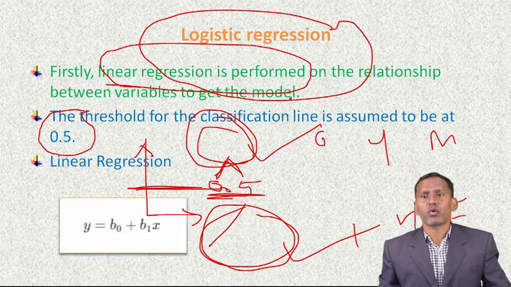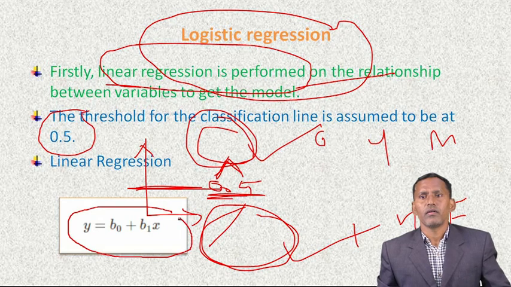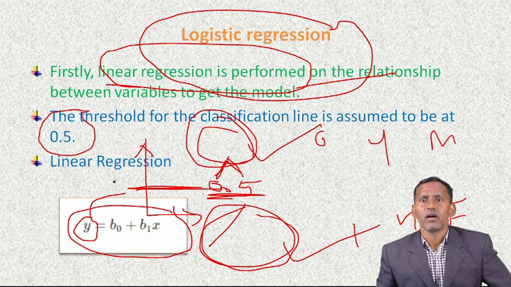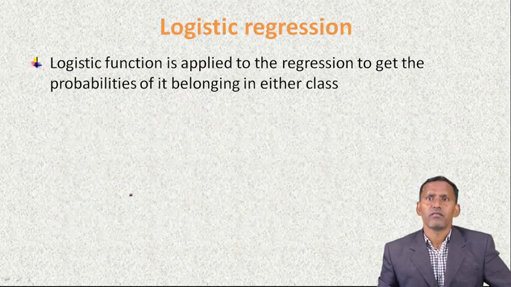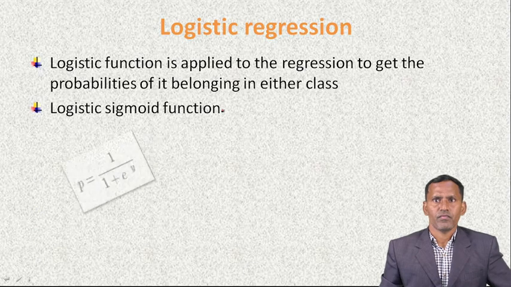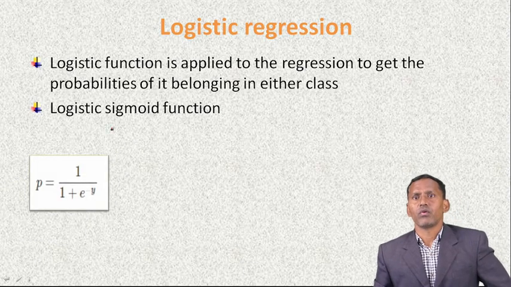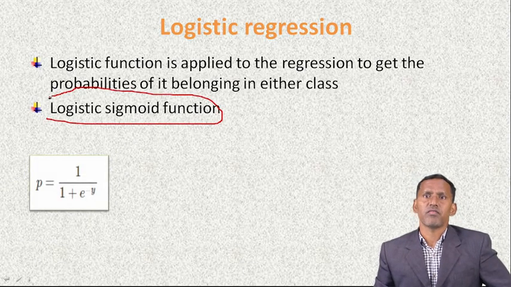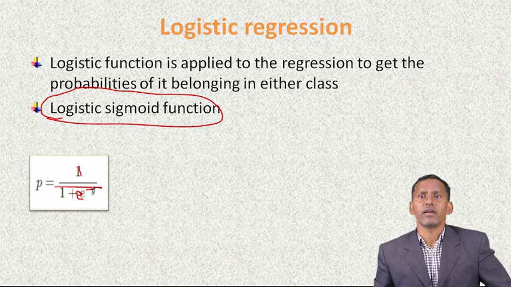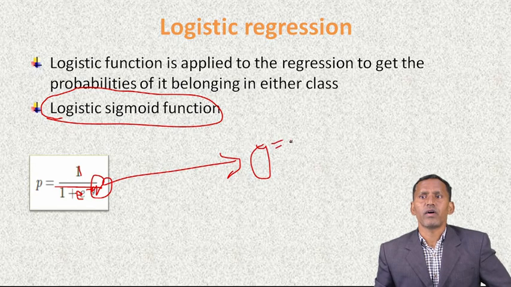So this is the formula for linear regression. Whatever output we get will be applied to the sigmoid function. This is the logistic sigmoid function: 1 divided by 1 plus e power minus y. Now what is y here? y is equal to mx plus c.